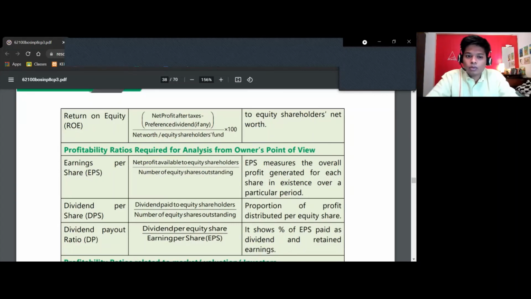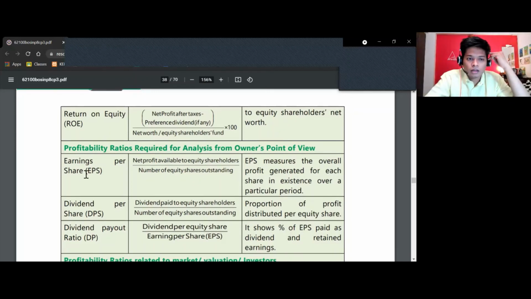Dividend per share is the amount of dividend paid to equity shareholders. See, net profit available to equity shareholder can either be distributed or not distributed. So this gives me that 80 rupees. Out of the 80 rupees, I have only given 10 rupees dividend. So that is dividend paid to equity shareholders divided by number of shares outstanding. This gives me how much the company is giving me as dividend only.